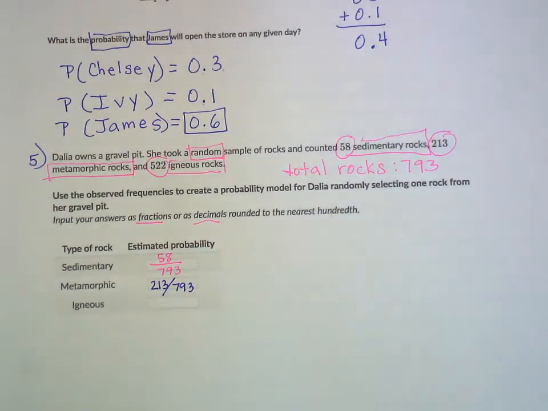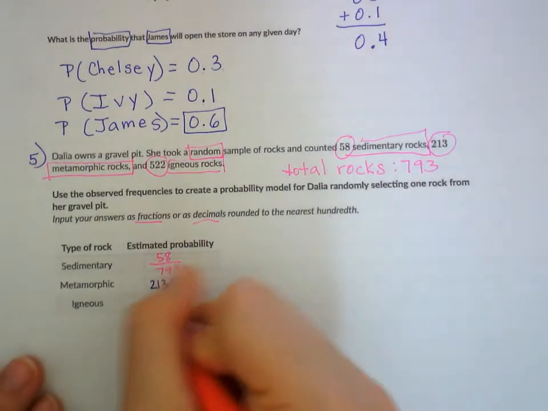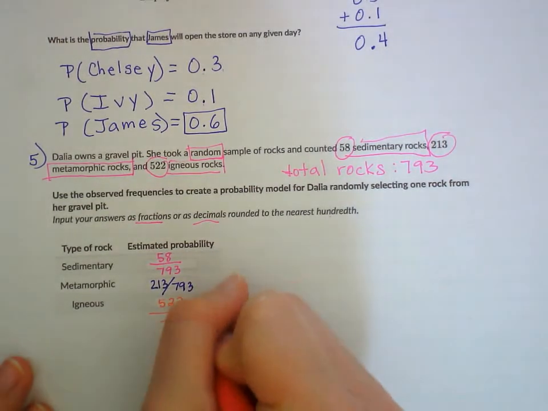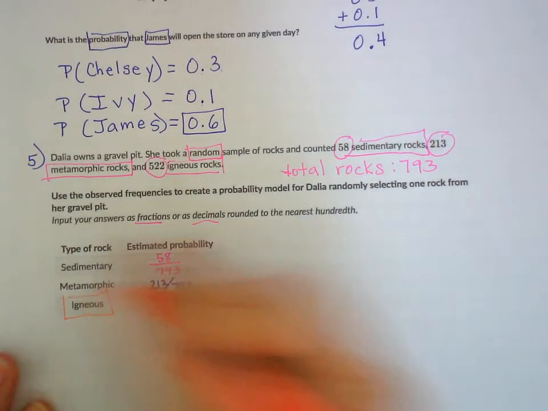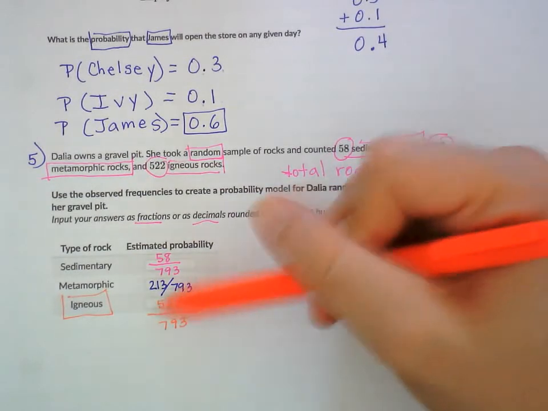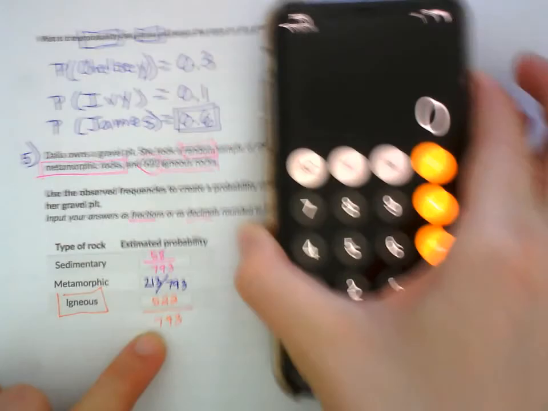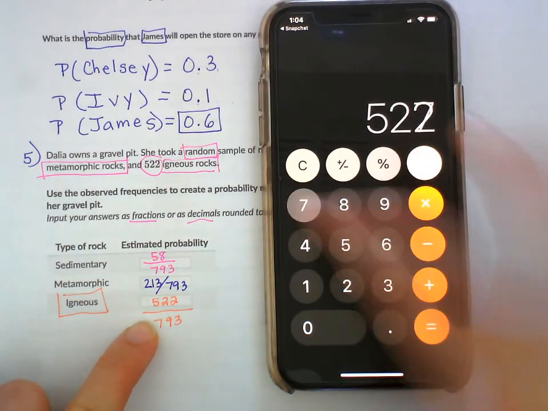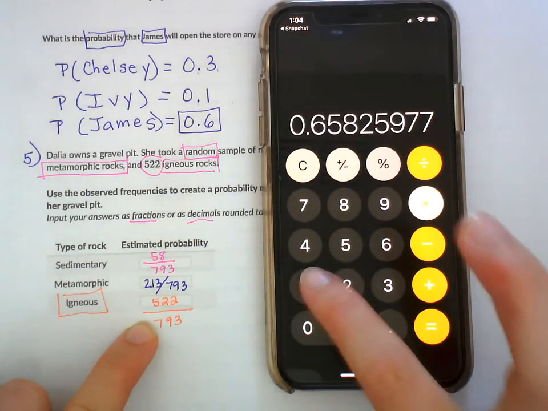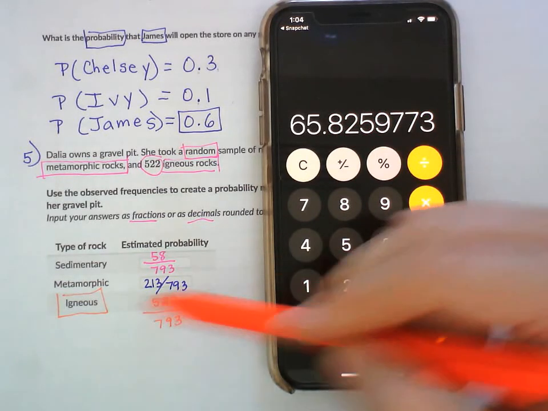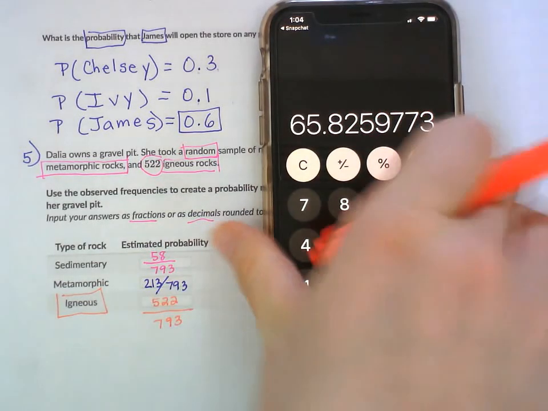And then the last one, igneous. You guys should be able to do this one on your own. How many are igneous out of how many rocks total? 522 out of 793. So by far, igneous is the most likely because she drew the most igneous rocks, where sedimentary was only 58 of them. So 522 divided by 793. So if you times that by 100, change it to a decimal, a percent, that's 65.8%. So that's very likely that she's going to get igneous.